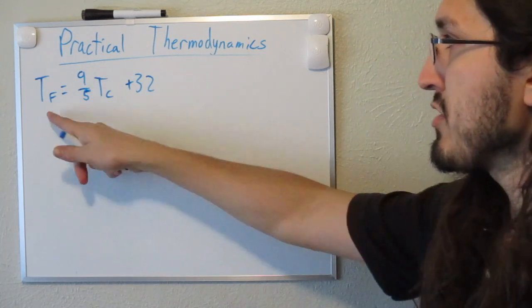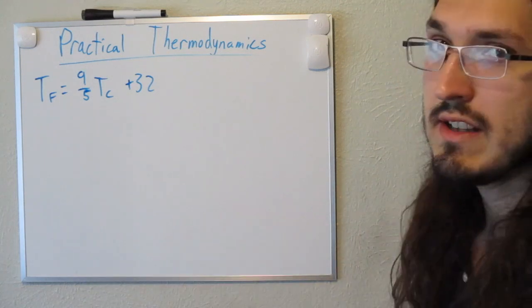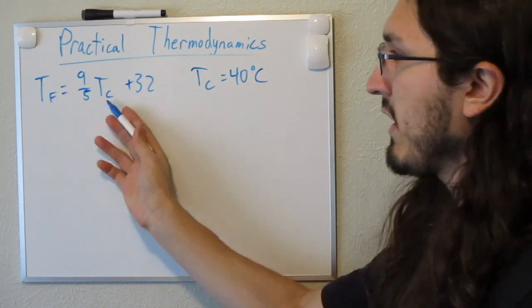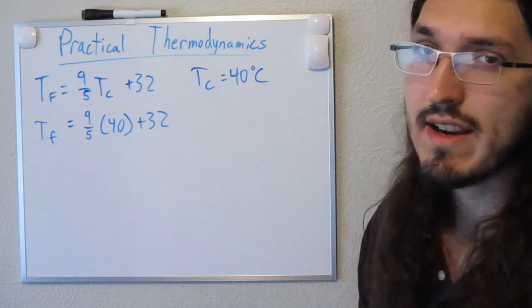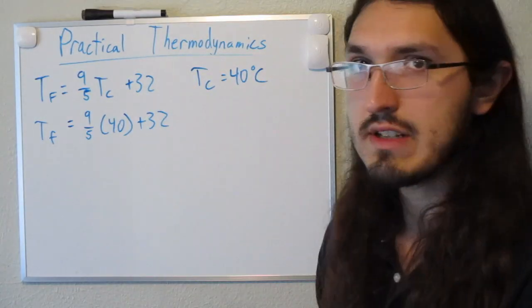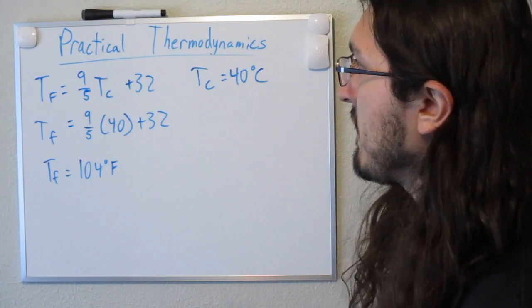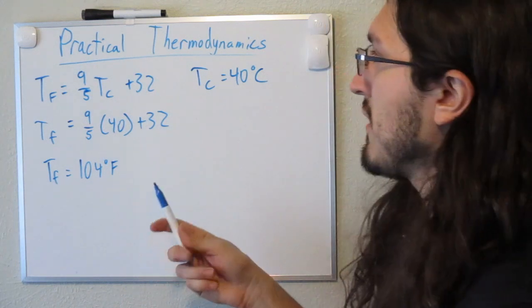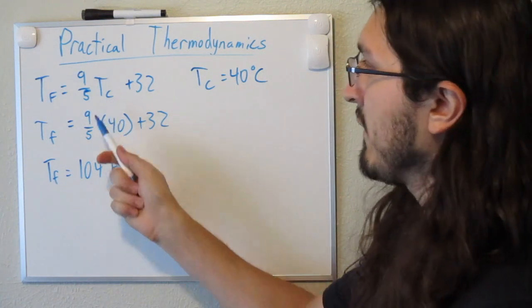If I want to find the temperature in Fahrenheit at 40 degrees Celsius, okay, I need to plug 40 in right here, and then I just need to plug my numbers in a calculator. Alright, and this gives me 104 degrees Fahrenheit. There you go. Okay, next I'm going to find an equation that I can use to solve for temperature in Celsius if I'm given Fahrenheit.